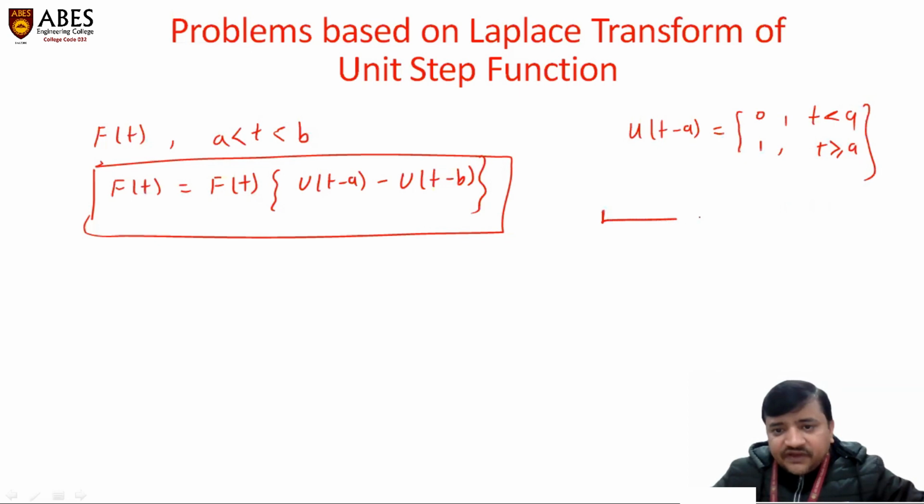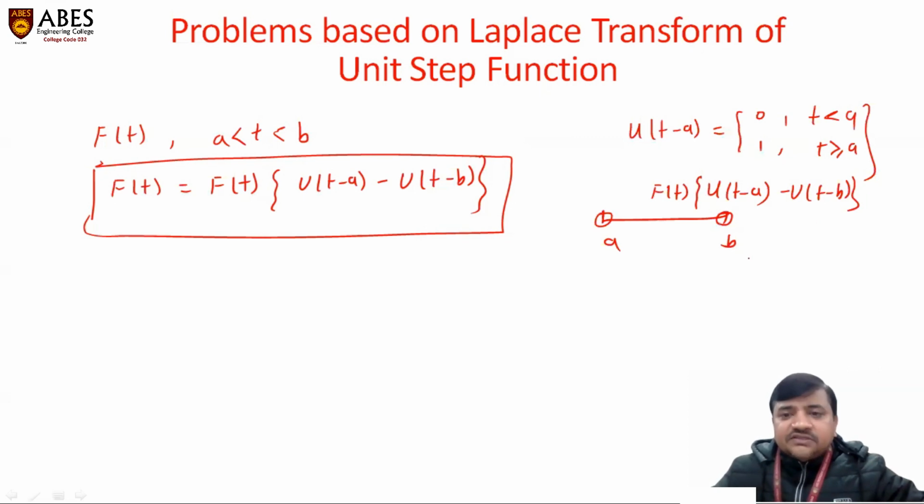So if a function is defined in the interval a to b and the name of the function is f(t), then to express this function in terms of unit step, you only need to multiply this function with the difference of the unit step function at the first point and at the second point. This is the way to express the given function in terms of unit step function.